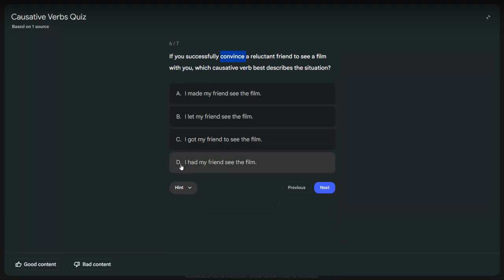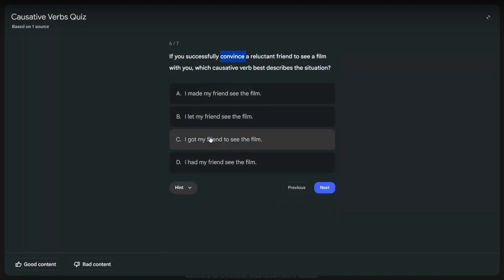And D is had. Had is another form of have, and we use it when we organize or arrange something. So if we had a friend to go to the movie with, but that friend was not available, that's why we convinced this friend to come to the movie. Then we would use had because we are arranging him, but we are not arranging him. So clearly here option C should be right. Let's see if it's right.